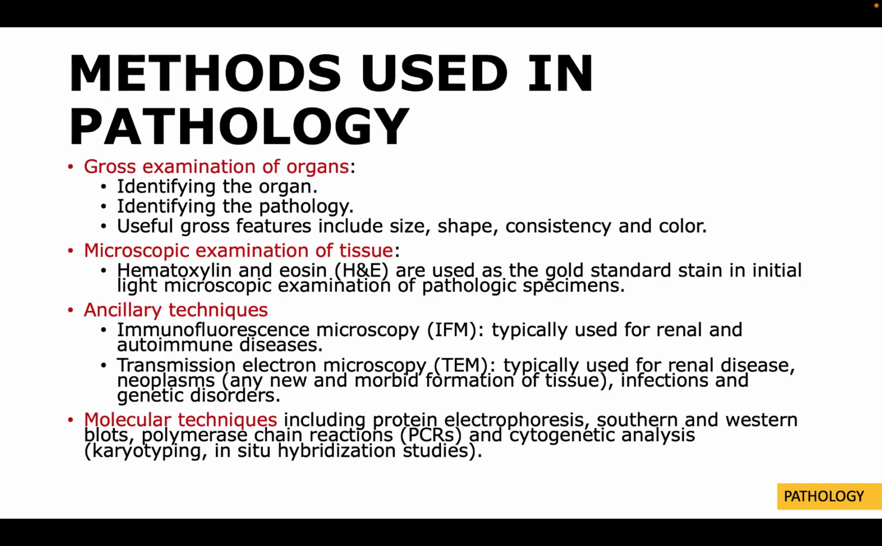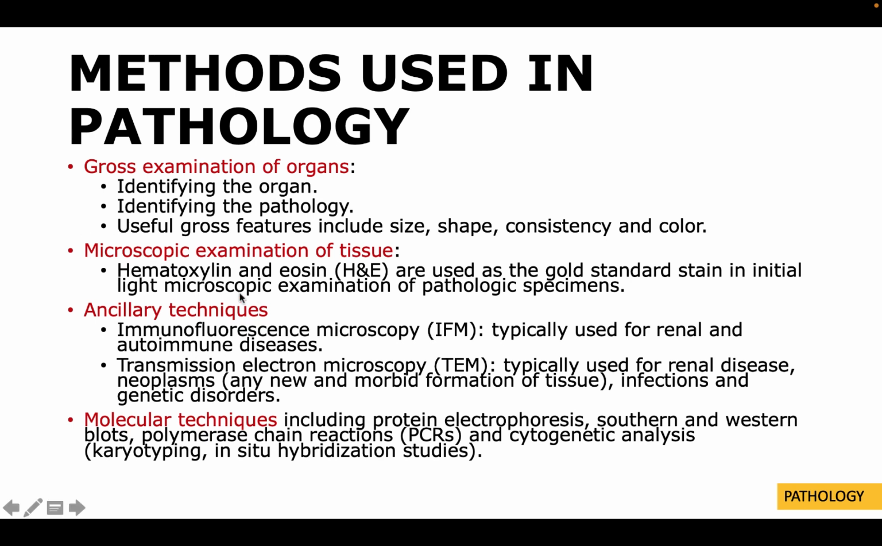So the things that you're often going to see, you can examine the tissue with gross examination, where you're going to be identifying certain organs, identifying the pathology, using gross features like the size of the organ, the shape of the organ, the consistency, and even the color. Sometimes you even use the smell. Then in terms of microscopic examination, one important stain that you're going to use is hematoxylin and eosin, which is usually the gold standard stain in initial light microscopy of most pathologic specimens.